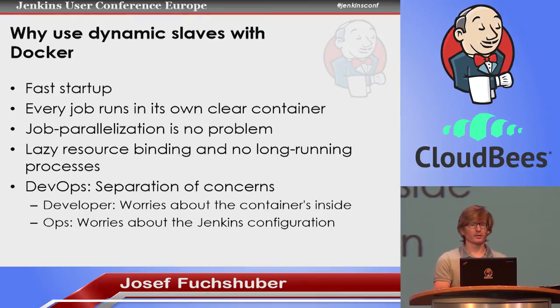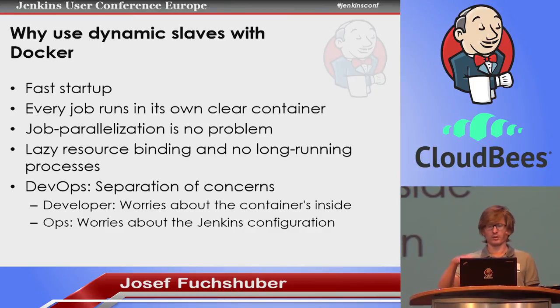Why should we use dynamic slaves? We have seen very fast startup. Compared with the Amazon EC2 image, Docker starts many times faster. Every job defines an image state. It's run from a definition state, with a clean container and a clean file system. We have no influence of old jobs. Parallelization is no problem. I can start 1,000 containers in parallel. And the resources are protected.